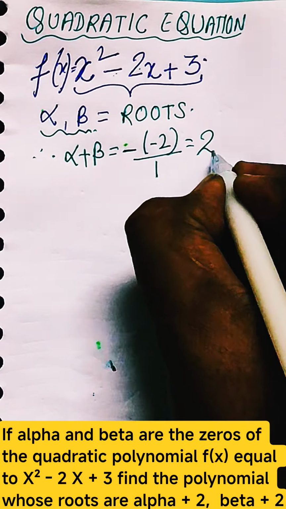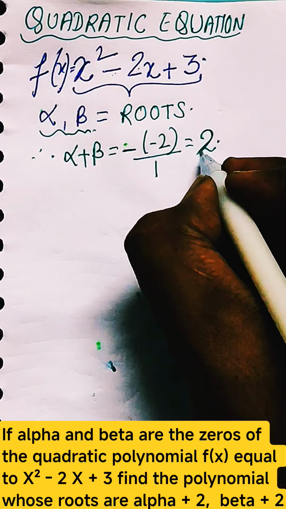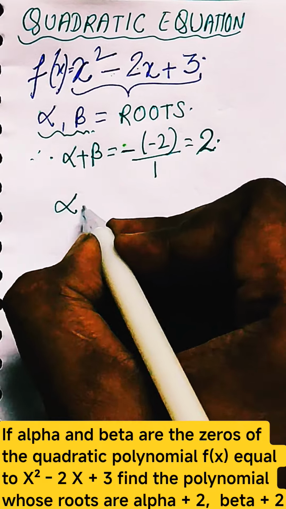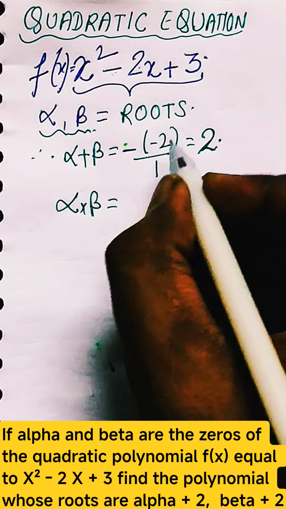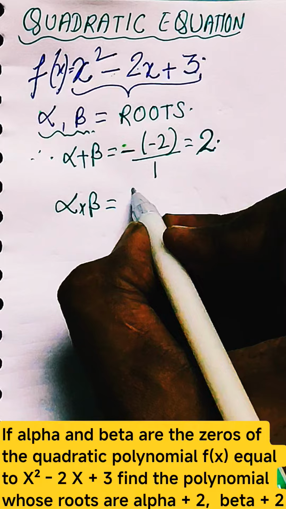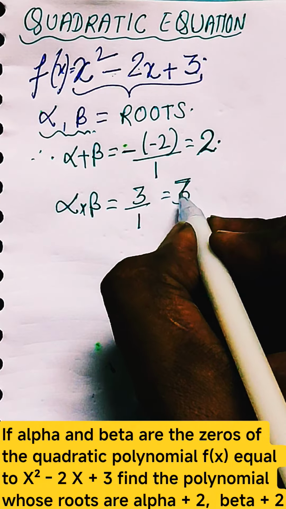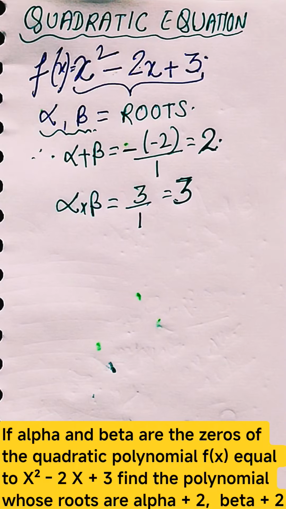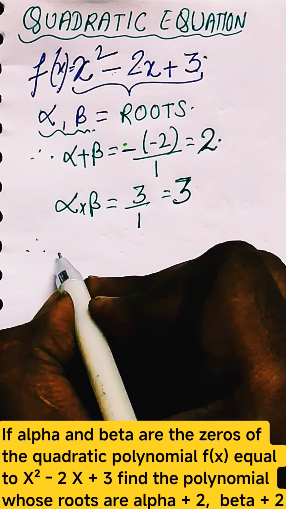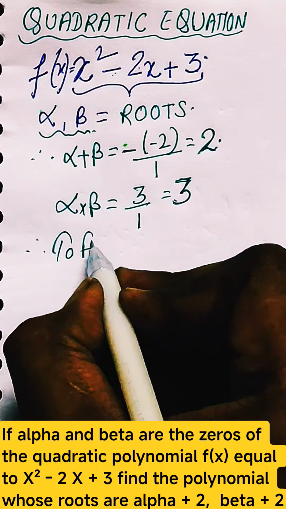Using the same, we find the sum of the roots or zeros, that is alpha plus beta, will be minus the coefficient of x, that is minus minus 2, divided by 1, which is equal to 2. Similarly, alpha into beta is calculated as c by a, that is the constant term divided by the coefficient of x square, which is coming as 3.